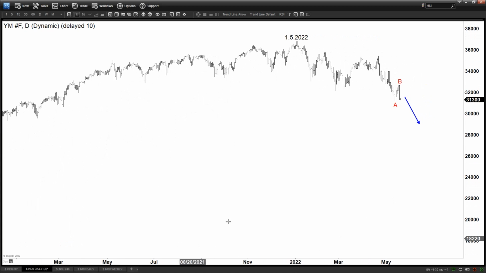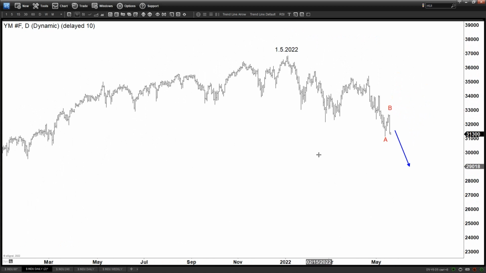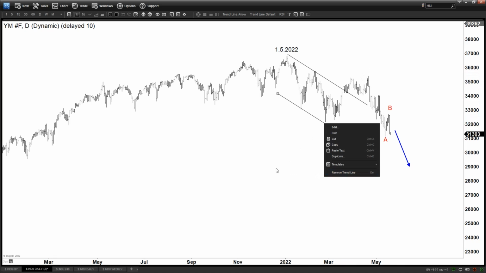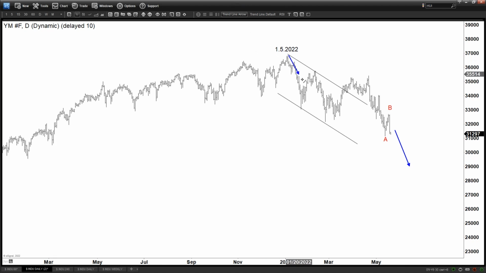Okay, so now let's take a look at where we are. If you try to draw some kind of channel, you see a channel here, then a break above the channel, and then another leg down and a break below the previous low. So we have three cycles. You can say this is your first, this is your second, and now we are in the third cycle.